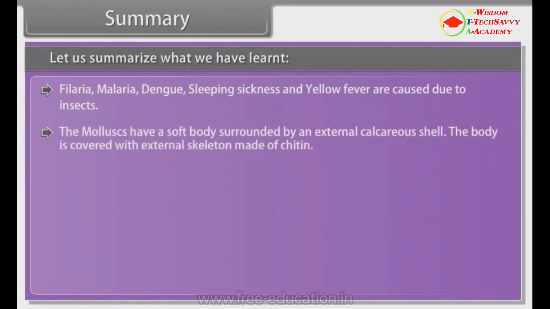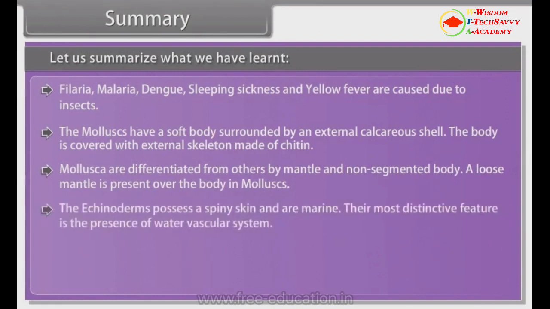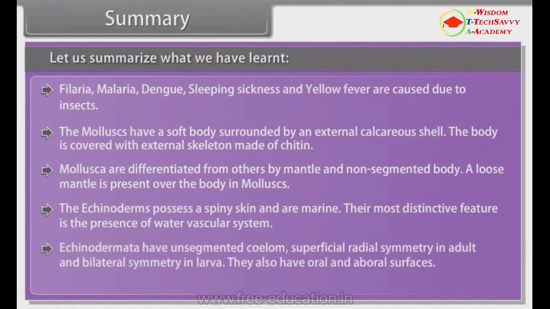The mollusks have a soft body surrounded by an external calcareous shell. The body is covered with an external skeleton made of chitin. Mollusca are differentiated from others by mantle and non-segmented body. A loose mantle is present over the body in mollusks. The echinoderms possess a spiny skin and are marine. Their most distinctive feature is the presence of water vascular system. Echinodermata have an enterocoelic coelom, superficial radial symmetry in adult and bilateral symmetry in larva. They also have oral and aboral surfaces.